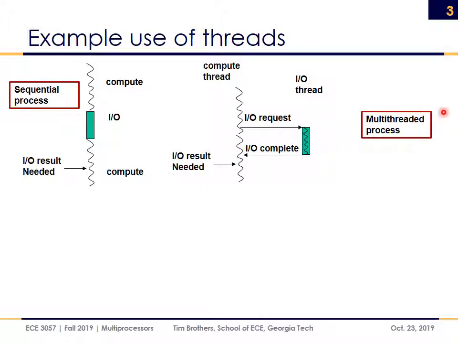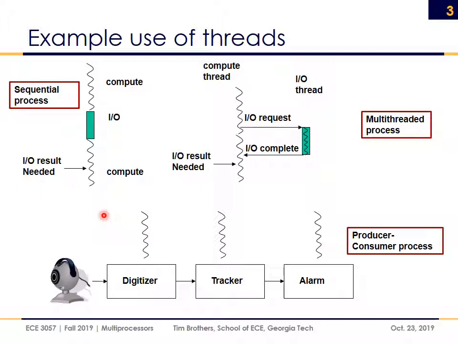So in a multi-threaded process, you can continue to work while you have a different thread go and execute the I/O operation. In a sequential process where you only have the single main thread, it does everything. So consider the system where you have a digitizer, a tracker, and an alarm. Each could run as its own thread, and data can be passed from the camera into the digitizer, into the tracker, into the alarm code. So if these are running multi-threaded on a multiprocessor, these can all run in parallel, and they can constantly work the data.